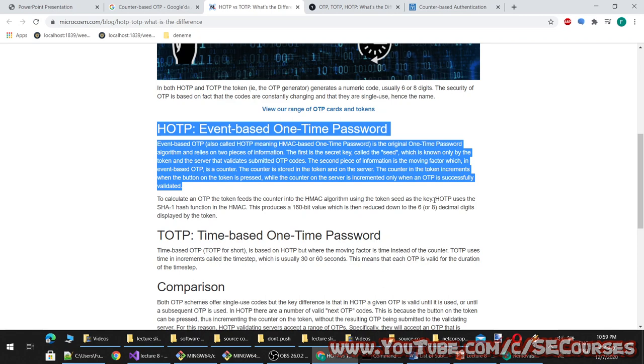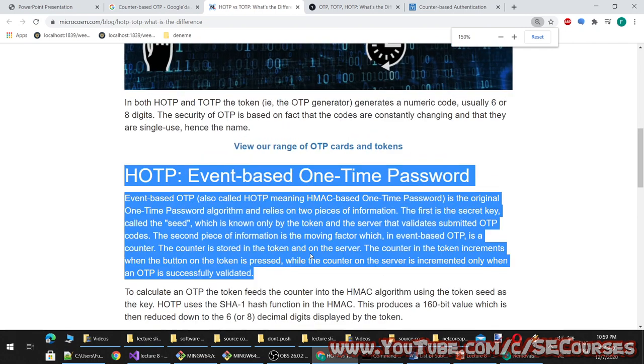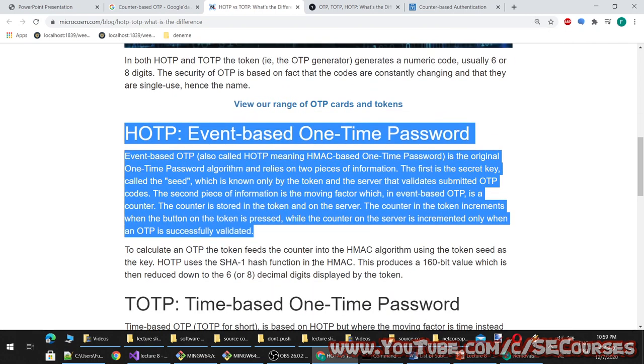HOTP, event-based one-time password. Event-based OTP, also called HOTP, meaning HMAC-based one-time password, is the original one-time password algorithm and relies on two pieces of information. The first is the secret key, called the seed, which is known only by the token and the server that validates submitted OTP codes. The second piece of information is the moving factor which, in event-based OTP, is a counter.